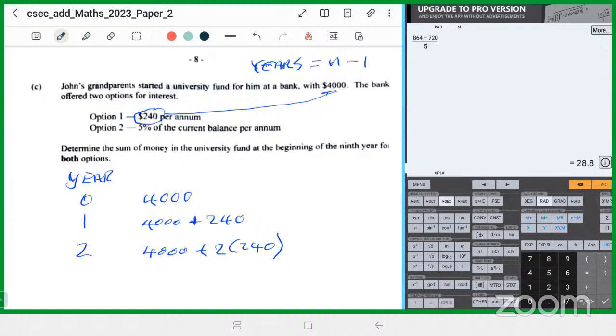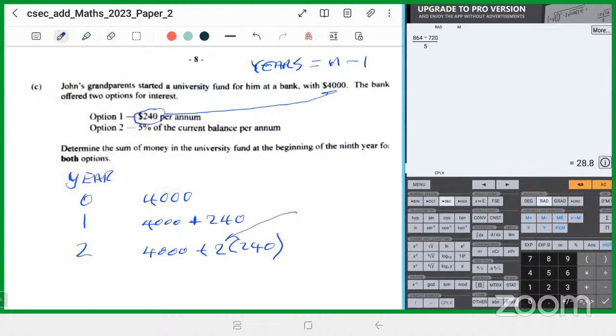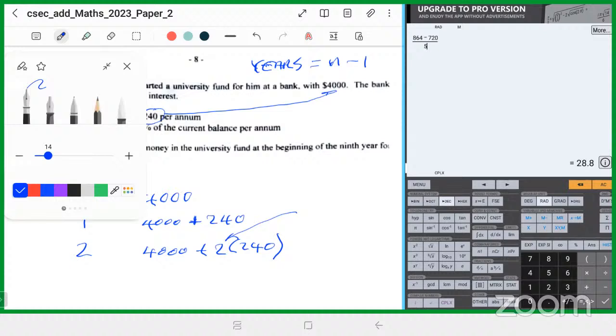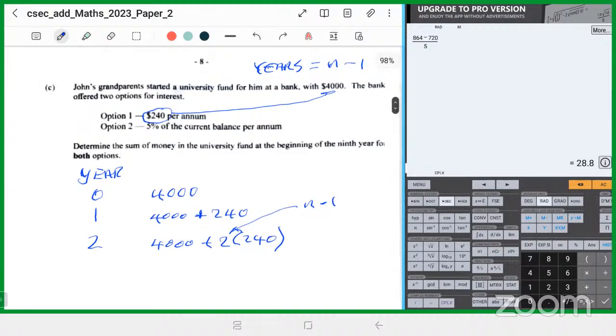Remember, I know this is a plus n minus 1 d. So this is n minus 1 after 2 years. See that? So this is n minus 1, that's 2. The term number minus 1 is 2 times the added figure. So that's after 2 years. The n minus 1, as I said, corresponds to your number of years, and so on, right?